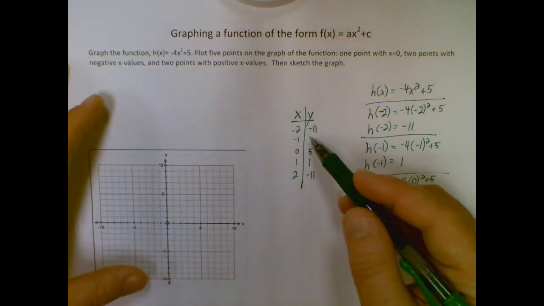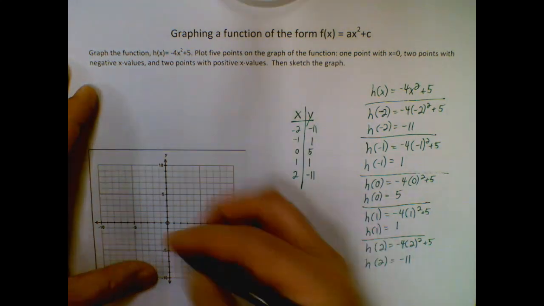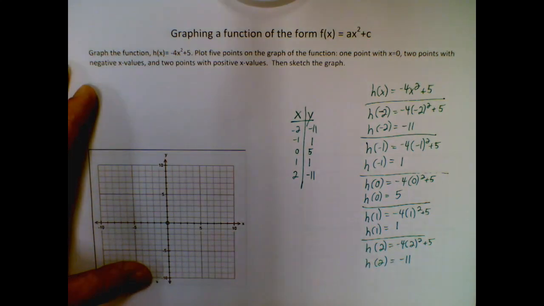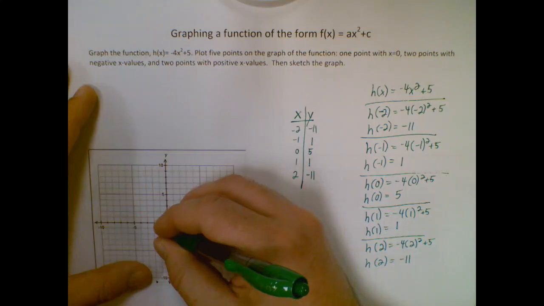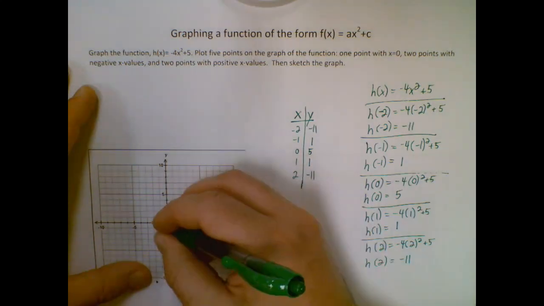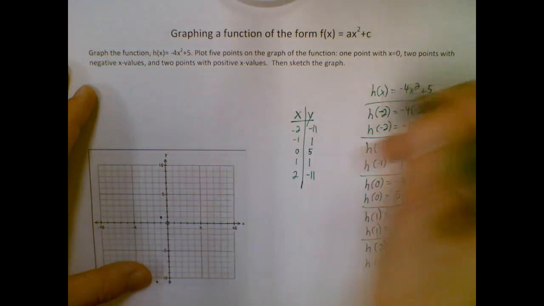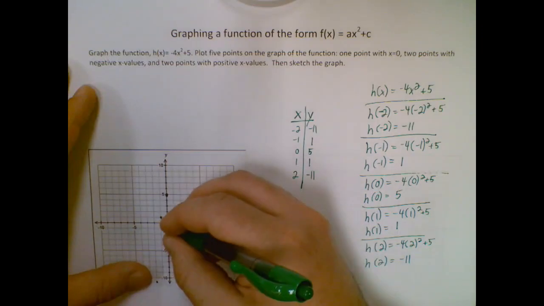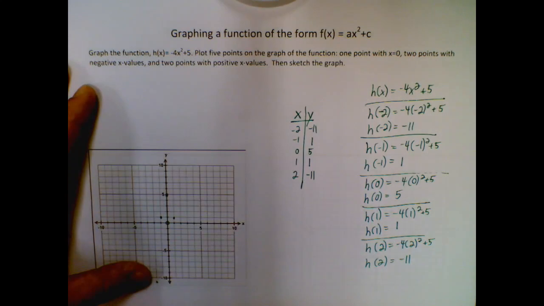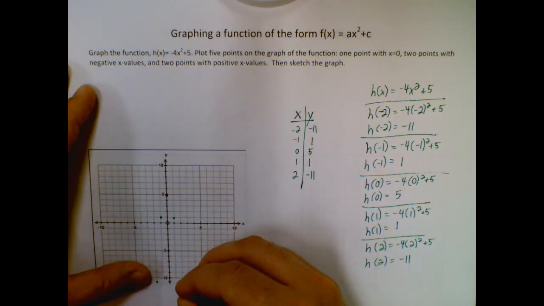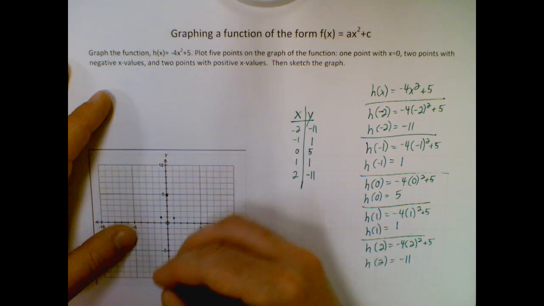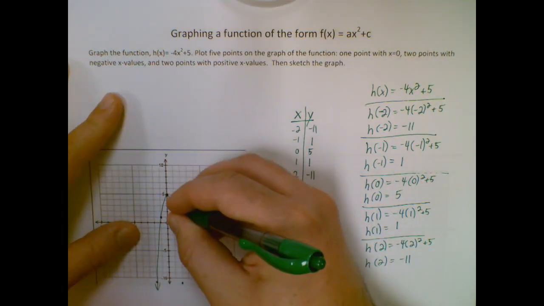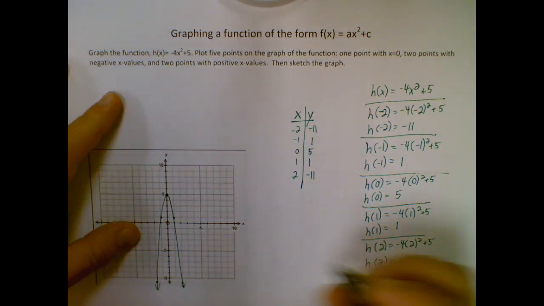So negative 11 is slightly off our graph. That's okay. So negative 2, this is negative 10, so I'm just going to go down about another block or so. Negative 1, positive 1. So I'm going to go left 1, up 1, and then 0, 5, positive 1, 1. And 2 also at negative 11. So this one is going to be concave down. It's going to be opening downwards. And our graph will look something like that.